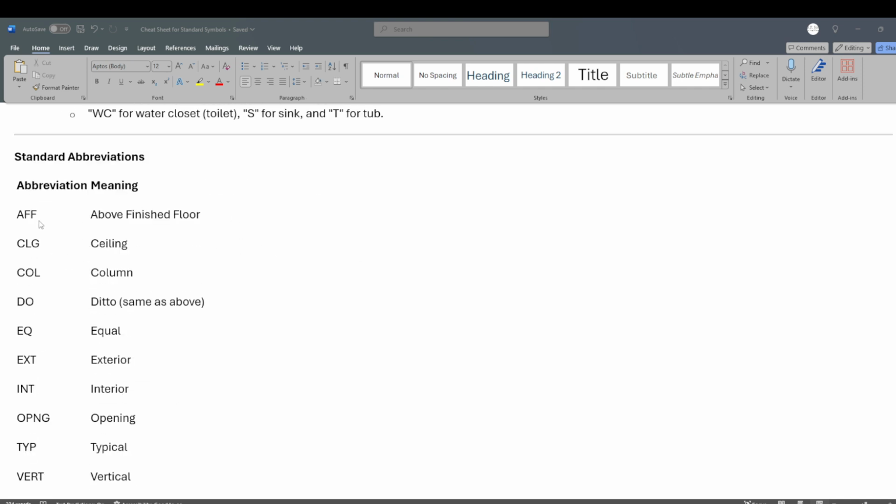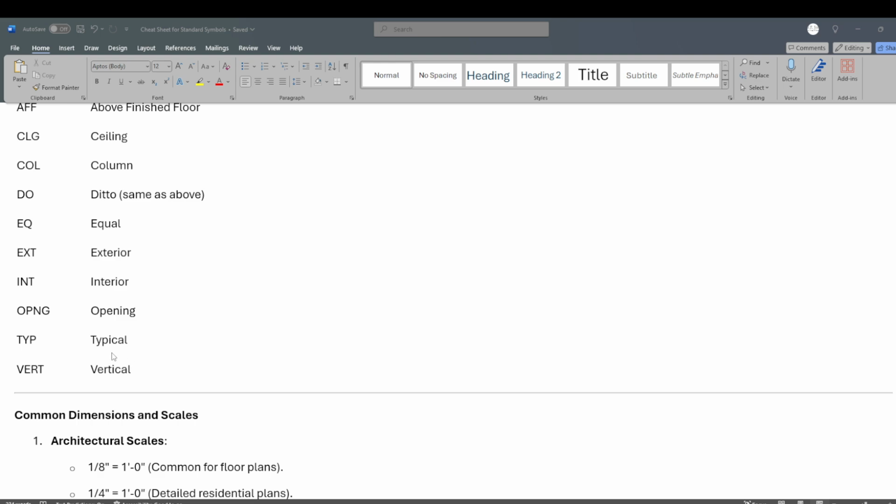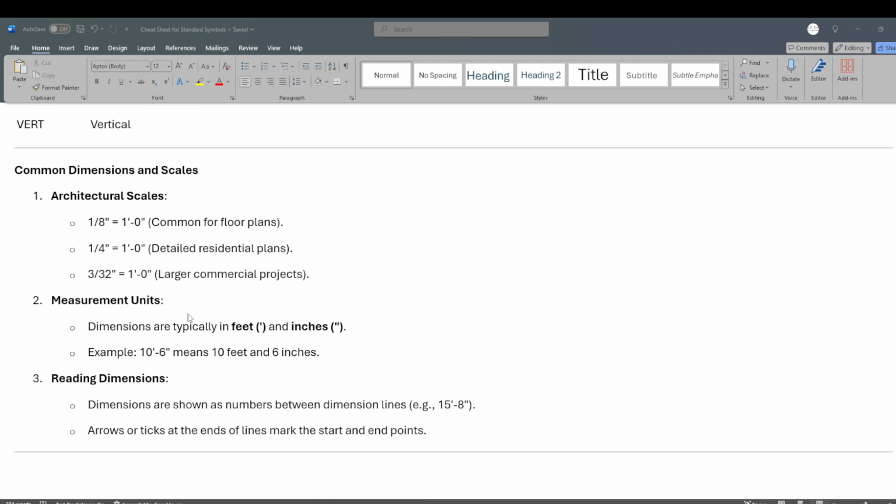So some of the abbreviations, AFF means above finished floor, so that's a linear. You'll say 11 feet 2 inches AFF. That means above the finished floor. Okay, ceiling, column, ditto. I rarely see that. We see SIM like I saw, but ditto is, whatever. Exterior, interior, opening, typical. We went over that, vertical. And then the scale's very important.